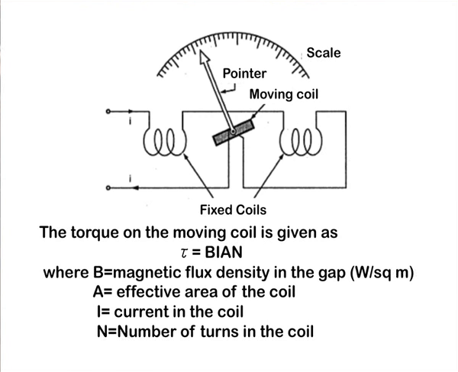So, due to the presence of the magnetic field, this moving coil experiences a torque which is given as tau equal to B I A N, B being the magnetic field which is due to the current flowing through coils 1 and 2, I is the current itself which is to be measured, A is the area of cross section of the moving coil, and N is the number of turns in the moving coil. As a result of this torque, the pointer deflects.